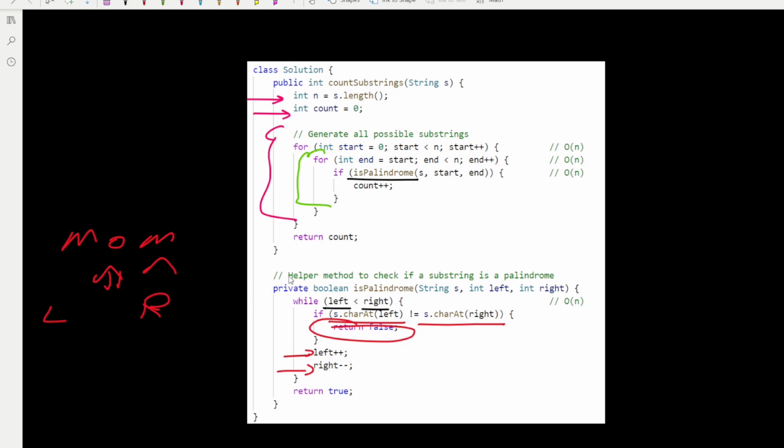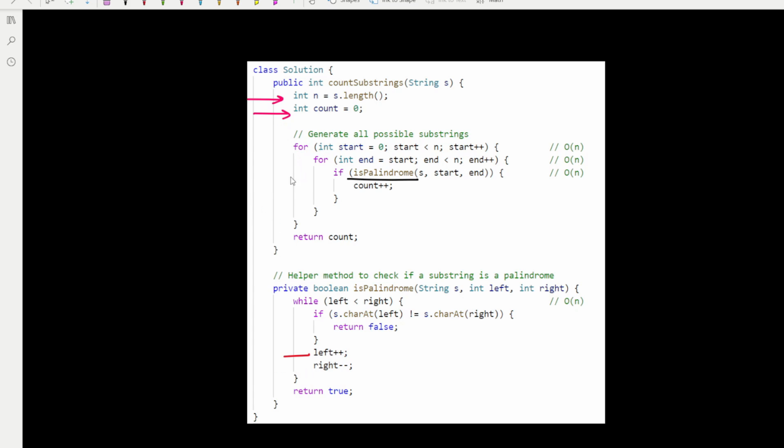So what is the time complexity of this brute force solution? Well, here we have a nested for loop, and this will be O of n squared for this section right here. Now to check if a string is a palindrome, we need O of n. Imagine we have A.